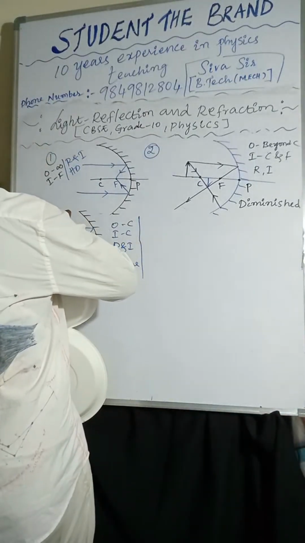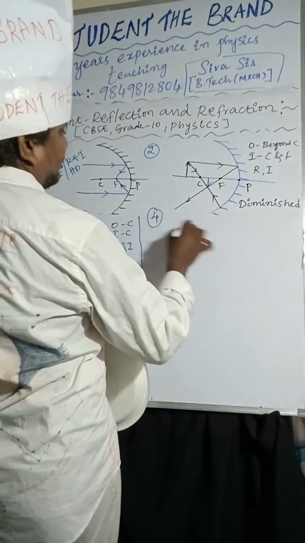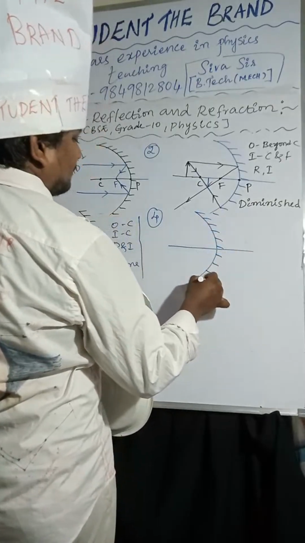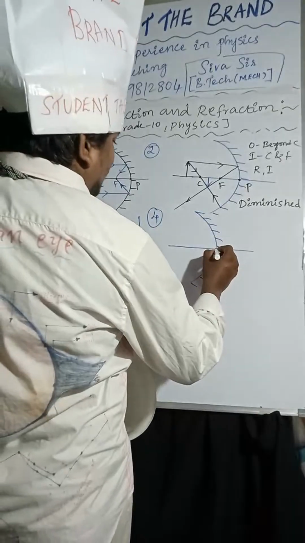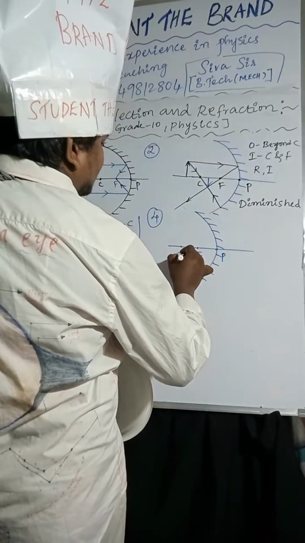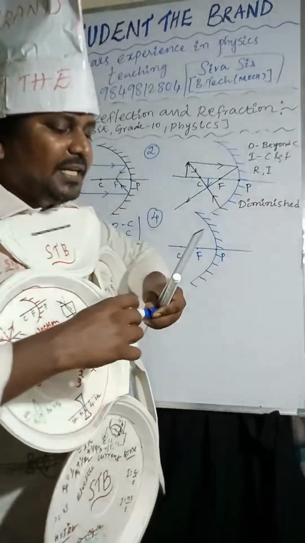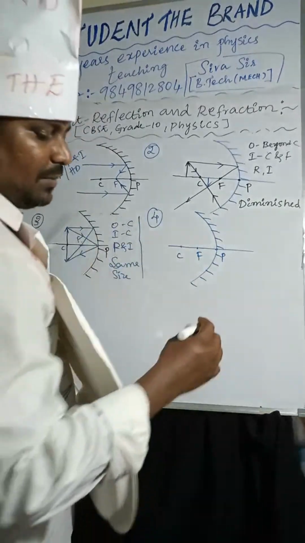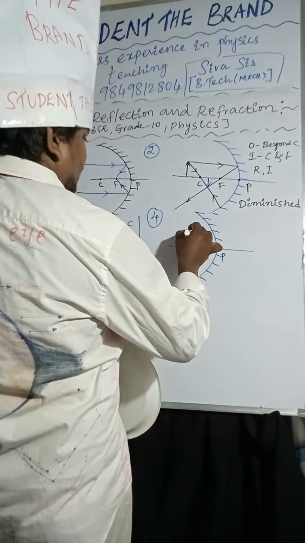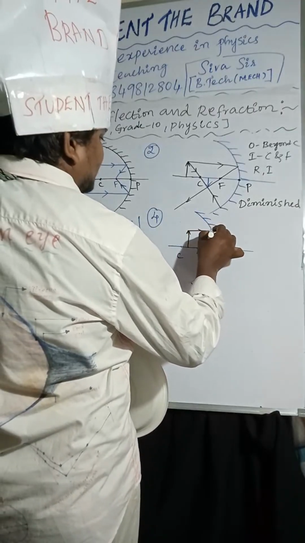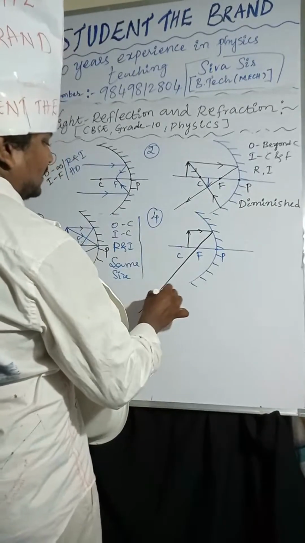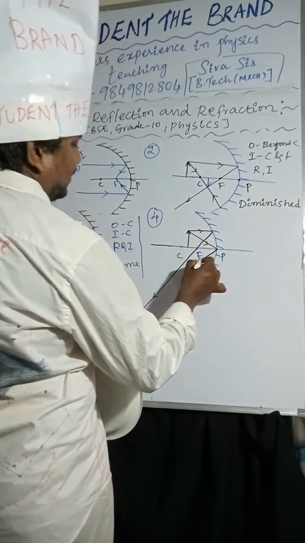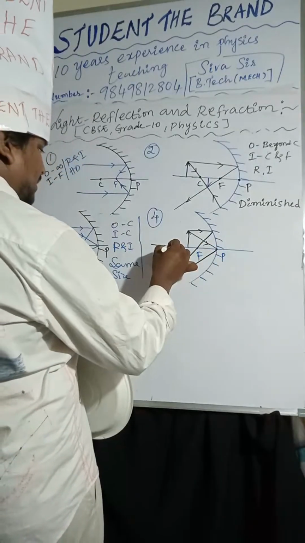This is the third. Coming to the fourth one. Pole, focus, center of curvature. In this case, the object is placed between C and F, like here. One light I am taking like this, so it passes through the focus. Another light I am taking here, incident at the pole, and it will be reflected like here. So the image will form here.